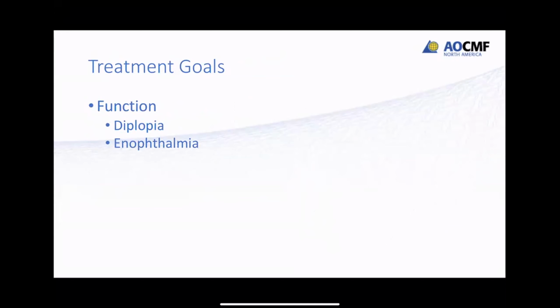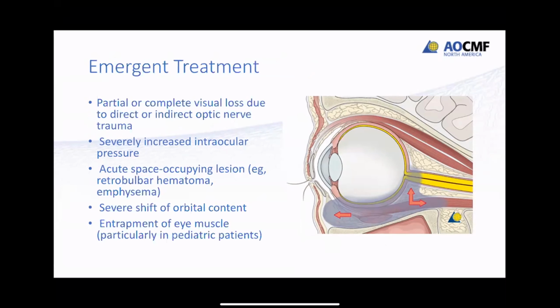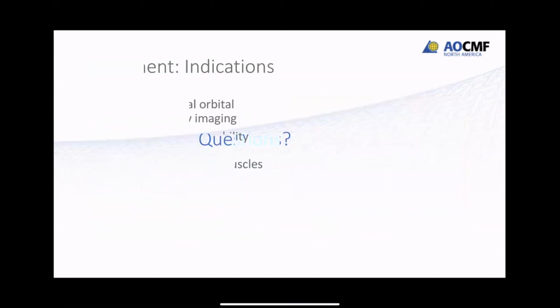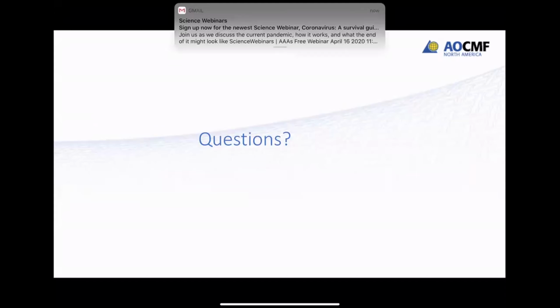So treatment goals, diplopia and enophthalmos, considerations for treatment, and the take-home points. I'm going to end pretty quickly, but at this point, if there's any visual loss, you have to figure out why before you do any treatment. If there's any retrobulbar hematoma, it needs to be addressed. Orbital contents you might be considering treating very quickly, and entrapment of the eye muscles. And indications also: severe fracture of the areas proven by imaging, disturbance in mobility, severe enophthalmos, and exophthalmos, secondary blow-in fractures. So at this point, I will take some questions.